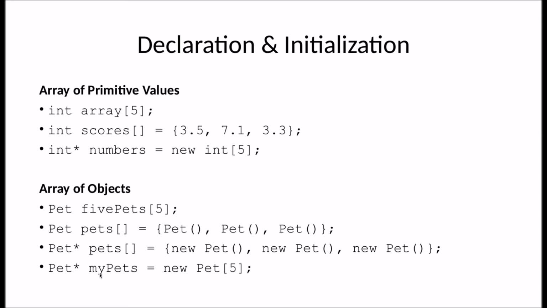So it's again an array of 5 objects. This does not store pointers, so don't get confused by the pointer here. This is a single pointer to the starting address, while this is an array of pointers to pet objects.